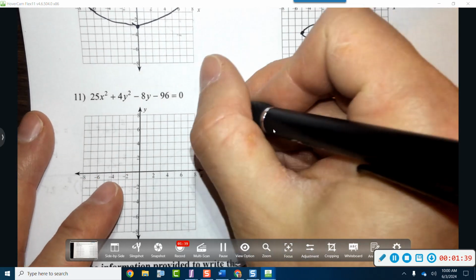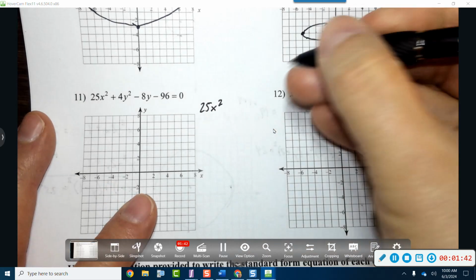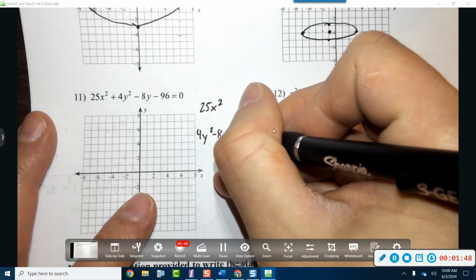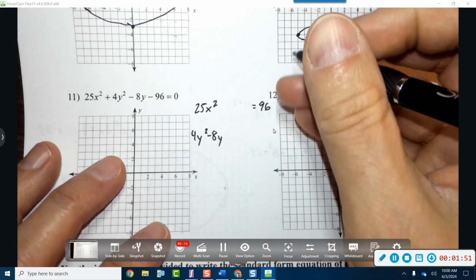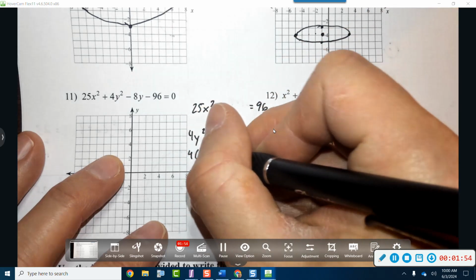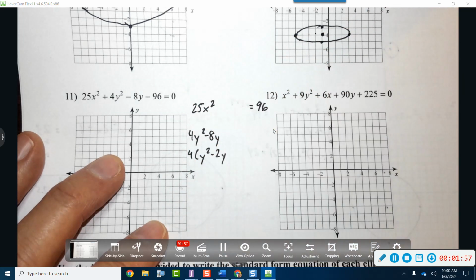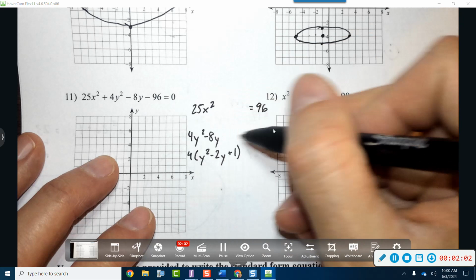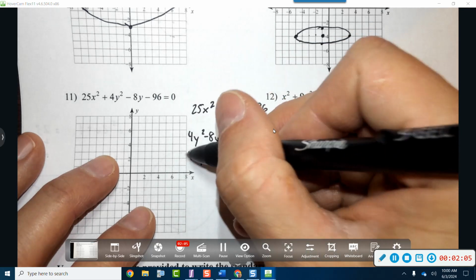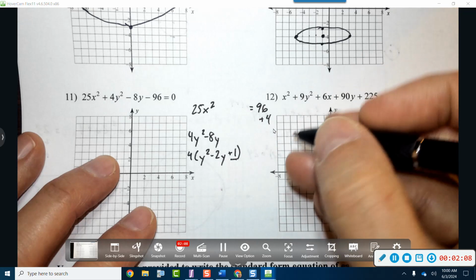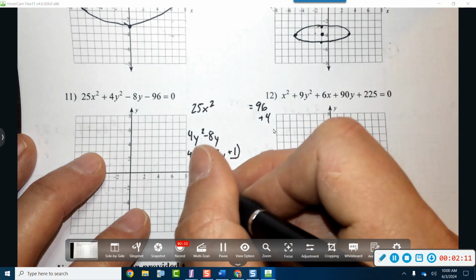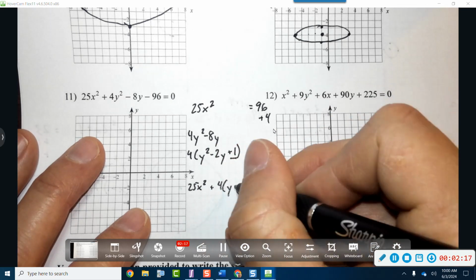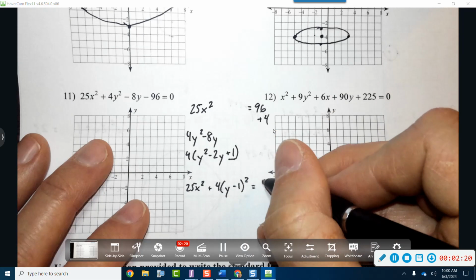Going to complete the square. Now this is kind of nice because 25x squared is not going to have anything there. But we are going to have 4y squared minus 8y. And so what we've got to do is factor out that 4. So now we have 2y, which means we would add 4. Because when we plug in a 1 here, that 1 is times 4. So that goes up to 100, which is great. So now we have 25x squared plus 4 times y minus 1 squared equals 100.